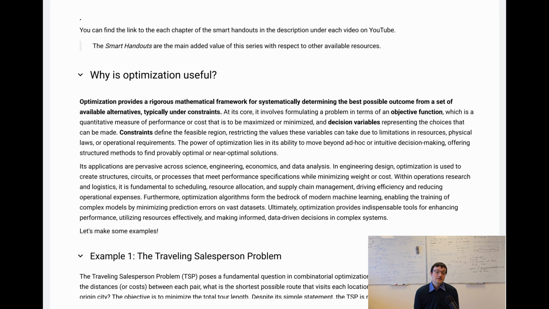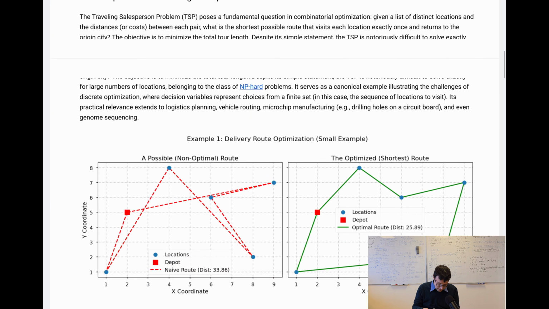So optimization as a field is a branch of mathematics in which we want to find a systematic way to find solutions to complex optimization problems. And any industry is actually using optimization in some form because, again, they want to maximize their profit and they want to reduce their cost. So let's look at three classical examples.